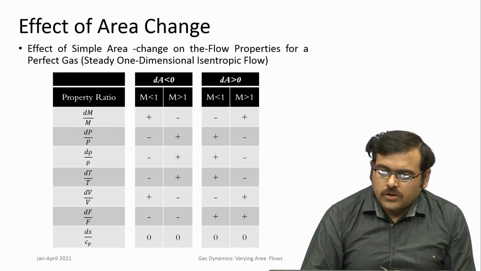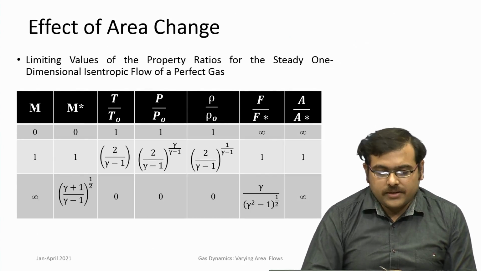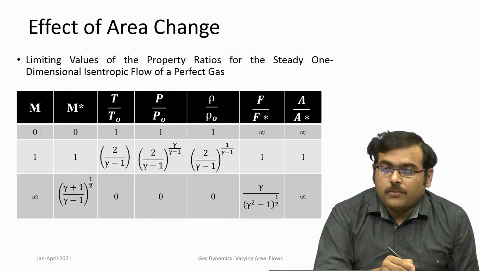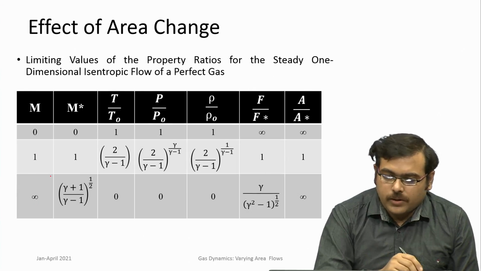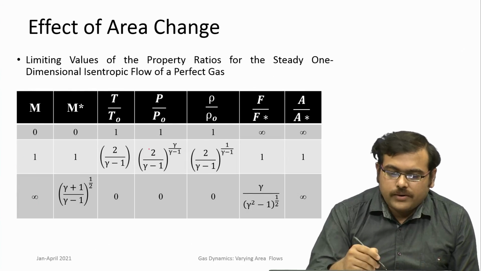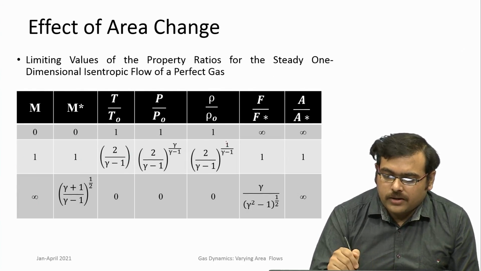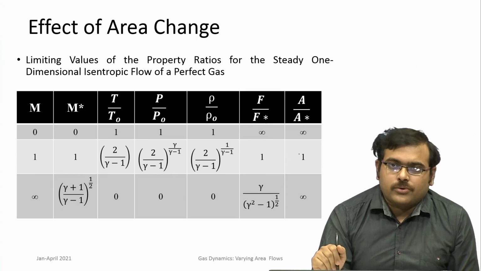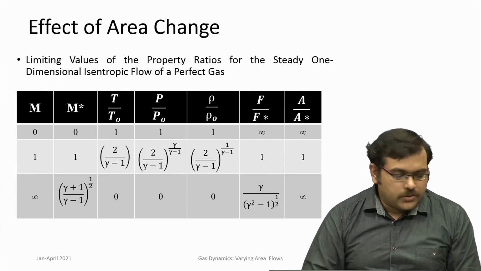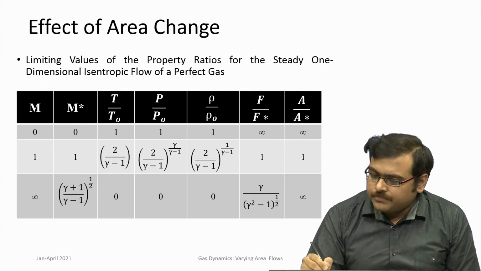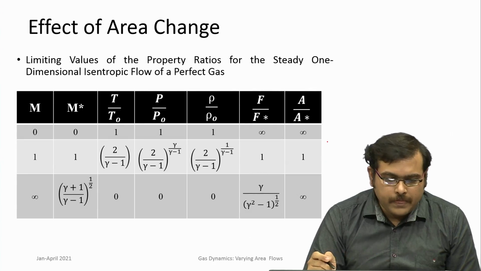So in the limit, as you go to very small Mach numbers, very large Mach numbers, and at Mach number equal to 1, what happens to various quantities like M star, T by T naught, P by P naught, rho by rho naught, and area ratio for a varying area duct? It is an isentropic flow, and in an isentropic flow these are the expressions for the limiting cases.